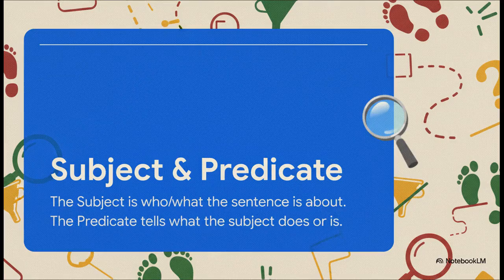Let's go ahead and take a look at that skeleton. And this skeleton, it's really simple. It's made of just two main parts. You've got the subject, that's the star of the show, the who or what, and then you've got the predicate. That part tells you what the subject is or what it's doing. That's it. A super fundamental partnership.